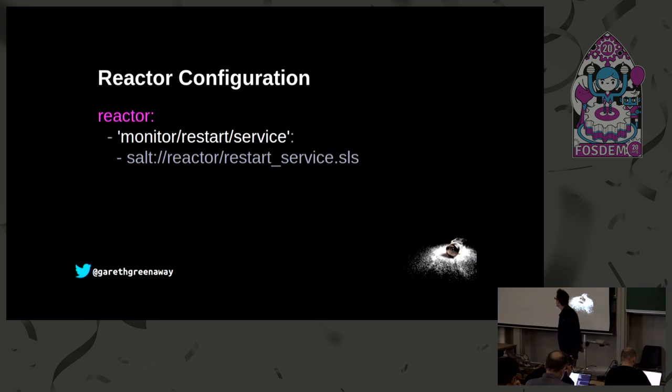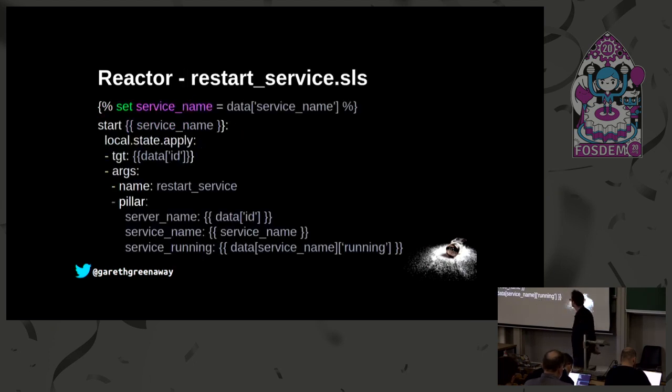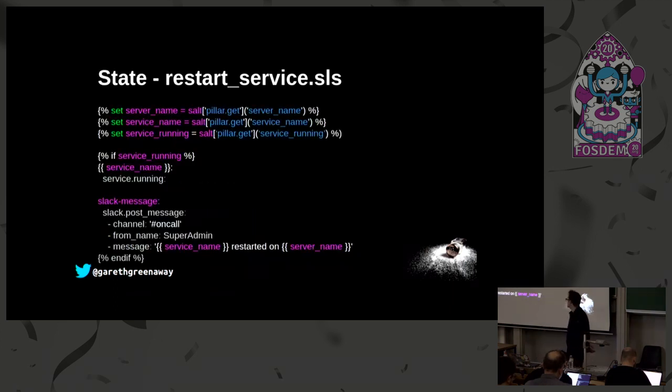So then going back to our reactor, we can have the reactor react to this event and go ahead and restart that service. Building on the previous example with the reactor file, we pull the service name out of the data that we get from the event, and then using some Jinja, we generate a state run passing in the data that we pulled from Pillar, and then run the reactor file. Very similar to before, except this time we're pulling it out of Pillar. We're looking to see if the service was running or not, and if it was, then we restart it, and then we send that Slack message.